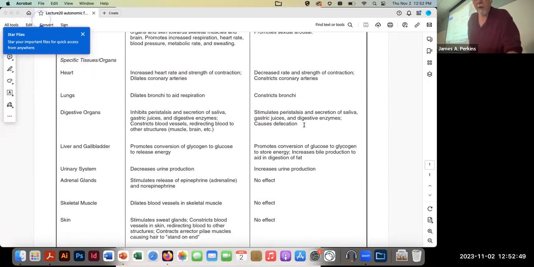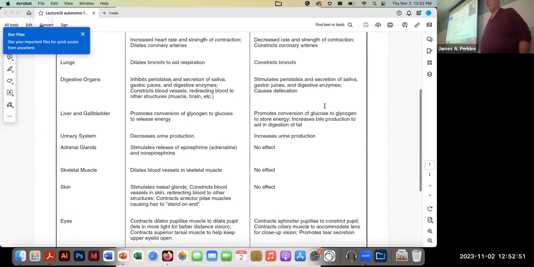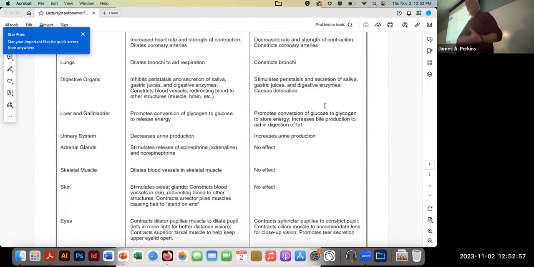In the liver, the parasympathetic system does exactly the opposite of what the sympathetic system does. The parasympathetic system tells the liver cells to absorb glucose out of the bloodstream and convert that glucose into glycogen to store that glucose for the future when you need it. The parasympathetic system also causes the liver to increase the production of bile, which is stored in the gallbladder, because bile is involved in the digestion of fat.